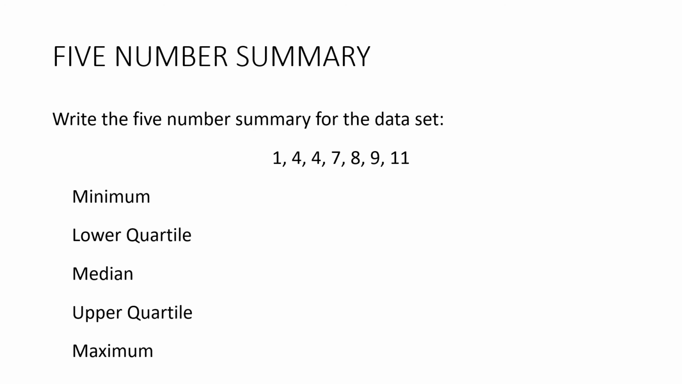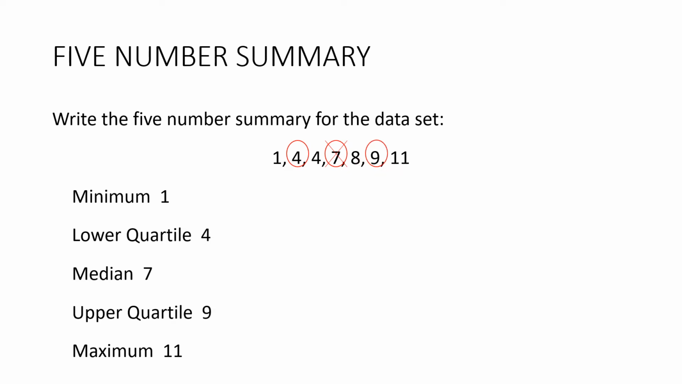So let's write a 5-number summary for this data set. We've got the numbers 1, 4, 4, 7, 8, 9, 11. We'll start with the minimum. That's nice and easy. The maximum is 11. Now let's do the median, which is 7, and we're going to cross it out. The lower quartile is 4, and the upper quartile is 9.